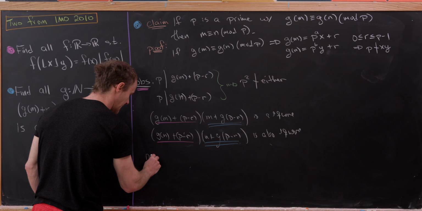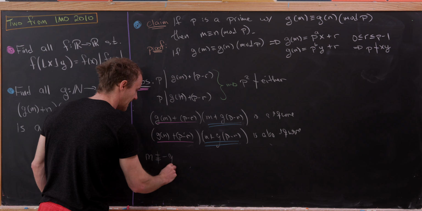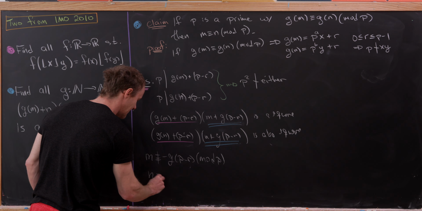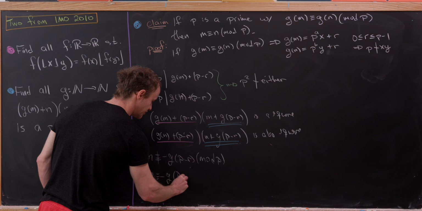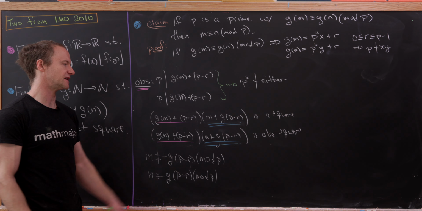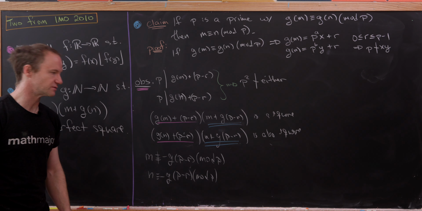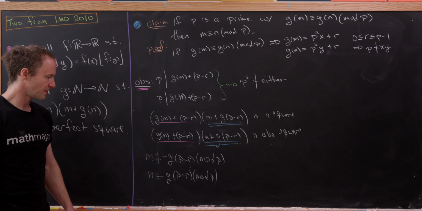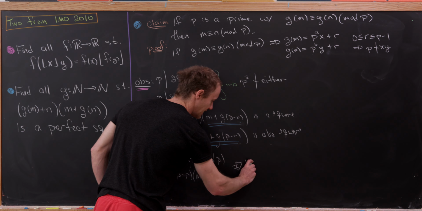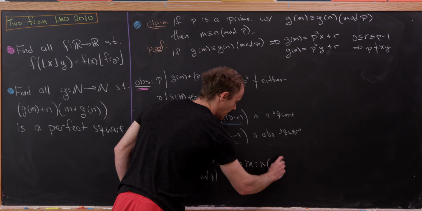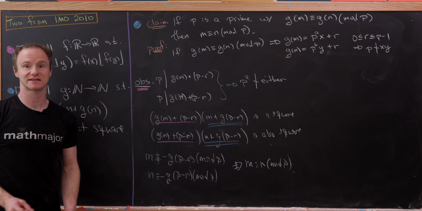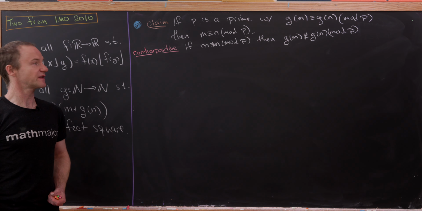So that means that m is going to be congruent to negative g of p minus r mod p. But then that means that n is also congruent to negative g of p minus r modulo p, just by the definition of congruence mod p in terms of divisibility. And we just argued that those blue underlined things were divisible by p. But look, that means that m and n are congruent to the same thing mod p, so m must be congruent to n modulo p. So that finishes the proof of this claim and really sets us up well for the next step. So what we'll use from our claim is really the contrapositive.